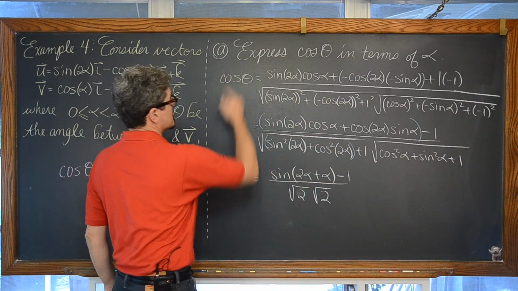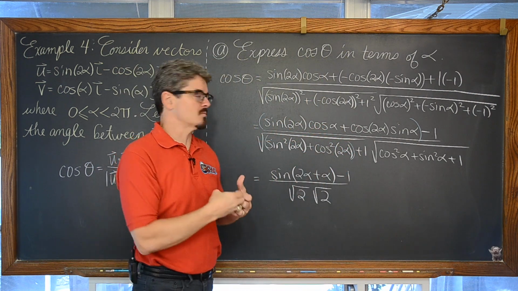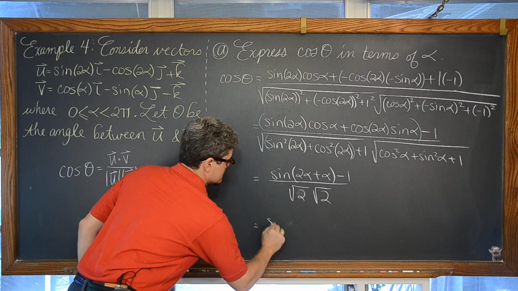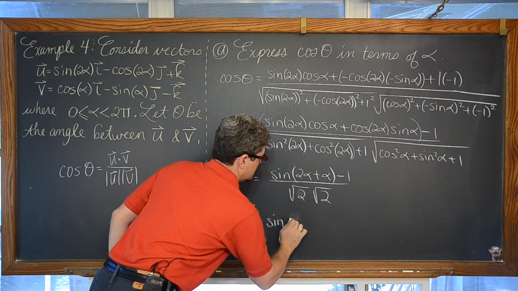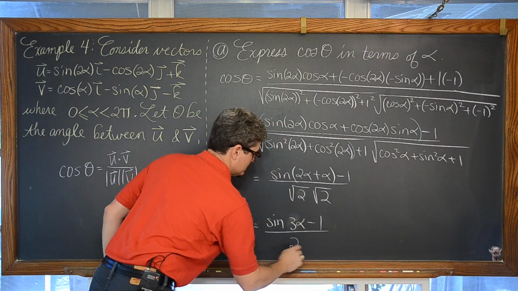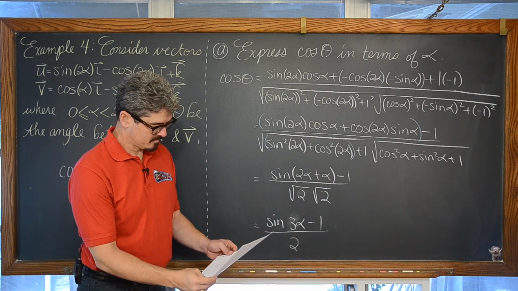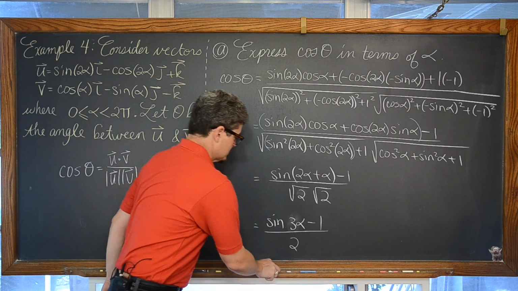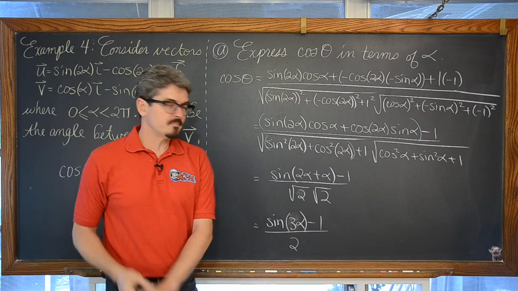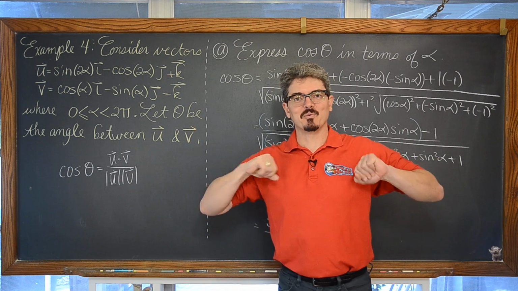Now our final answer for the cosine of theta, expressed as a most simplified expression that is only in terms of alpha, is going to come out to be sine of 2 plus 1 is 3 alpha minus 1 over, and the square root of 2 times square root of 2 is simply equal to 2. And I always double check my work because I am terribly prone to making silly mistakes. And let's just add a set of parentheses in here just to clarify exactly what is the angle measure that's going into the sine function. And that is the end of our first part of example 4. The last part coming up right now.